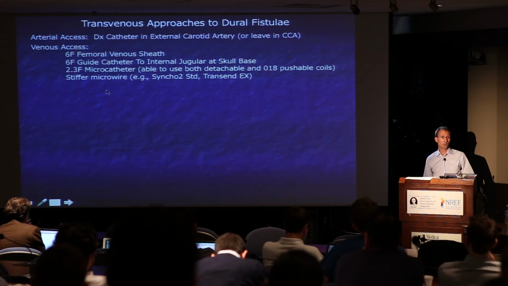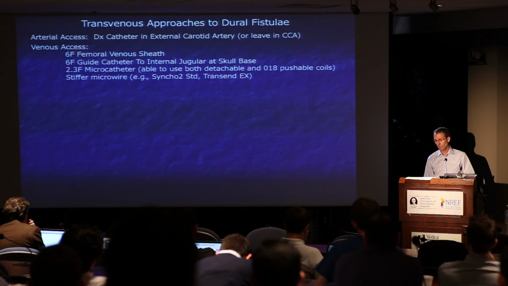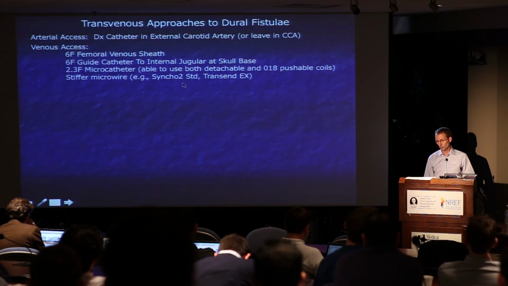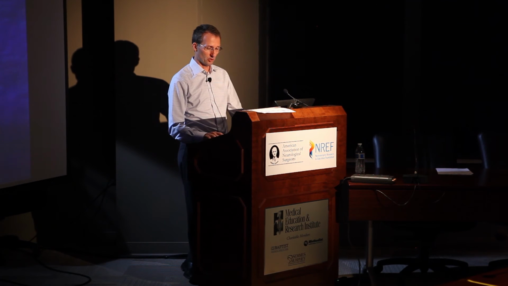And if you're going to navigate through an occluded venous segment, you're probably going to need a stiffer microwire than you might use for catheterizing your aneurysm. I use an EX Platinum for a lot of my aneurysm work, or Synchro 2. I like an EX for this work because it's a little more robust, okay? So we know what the anatomy used to be.